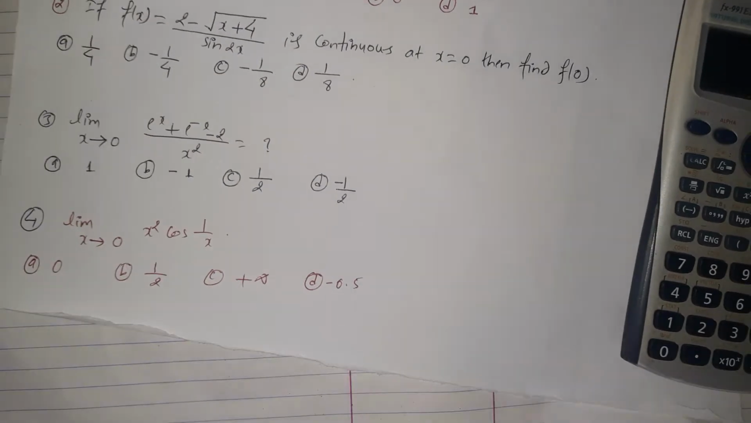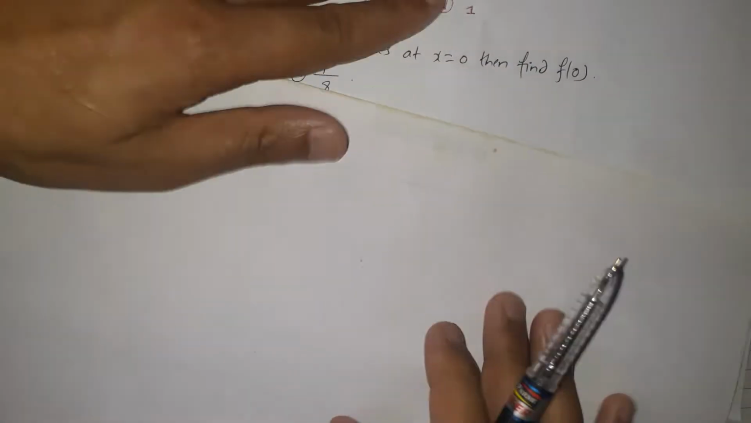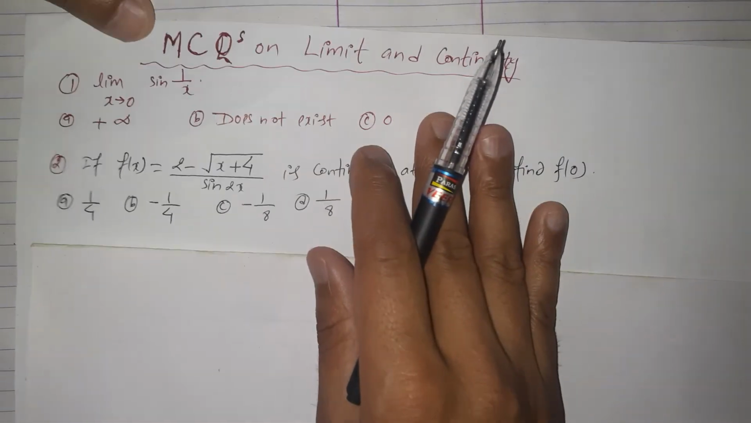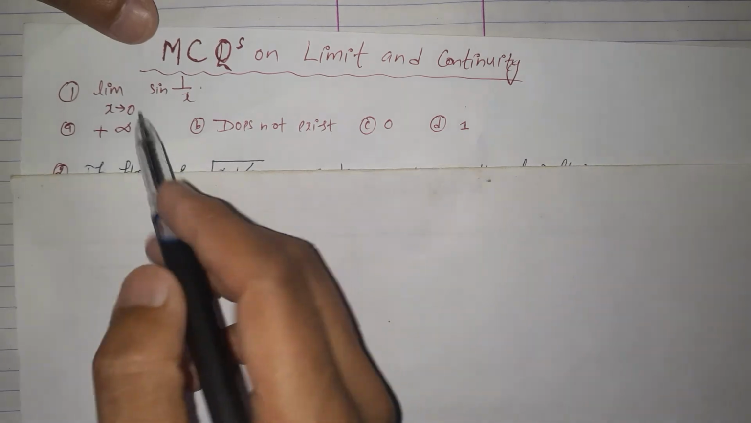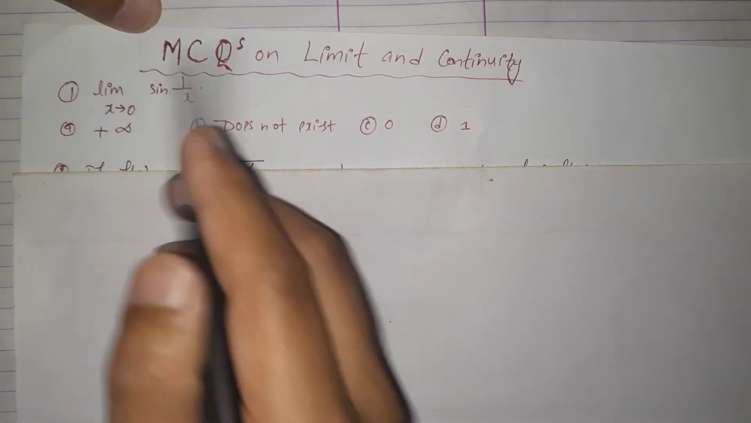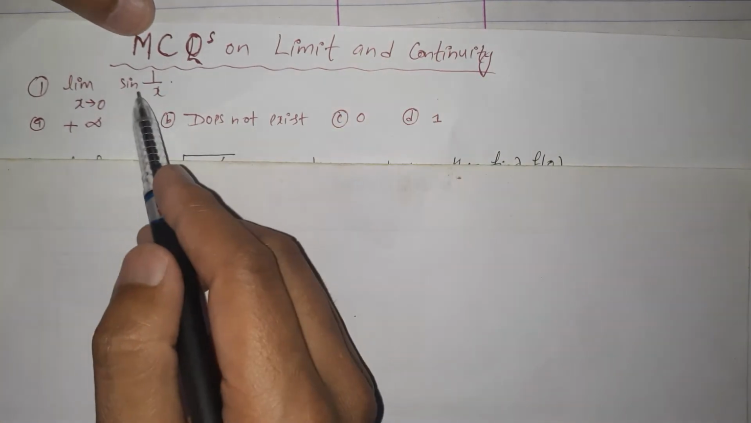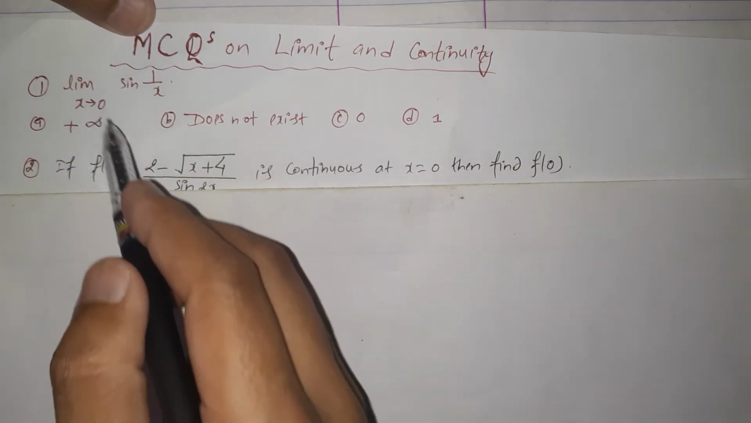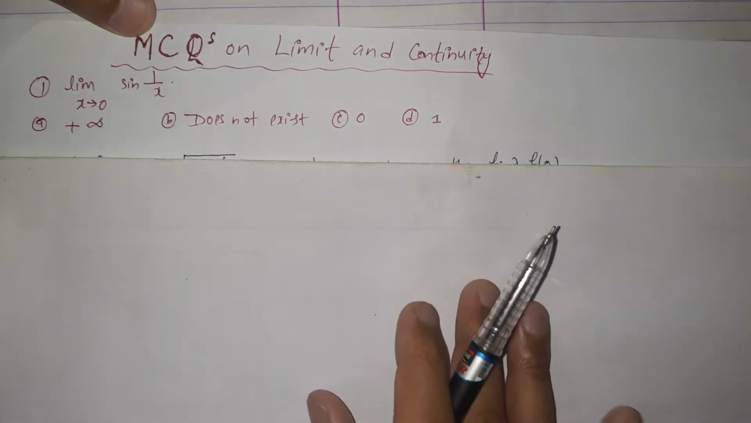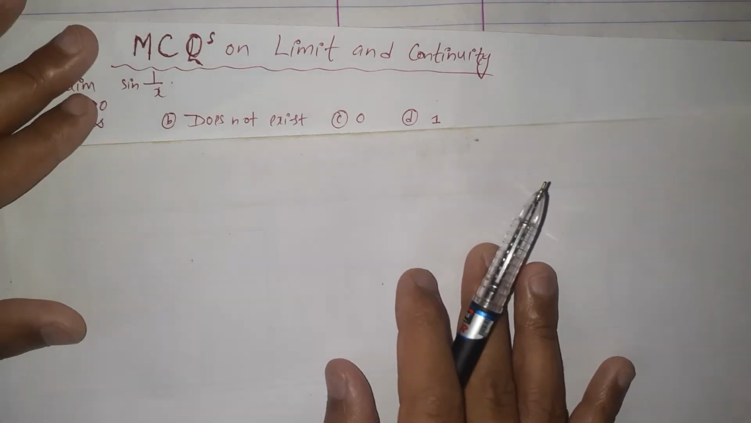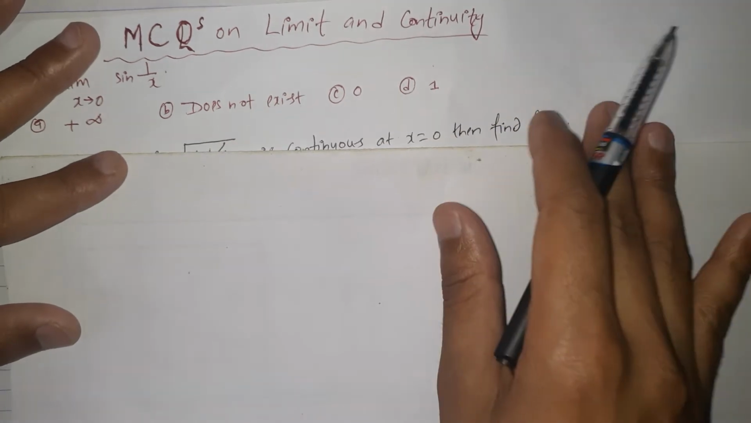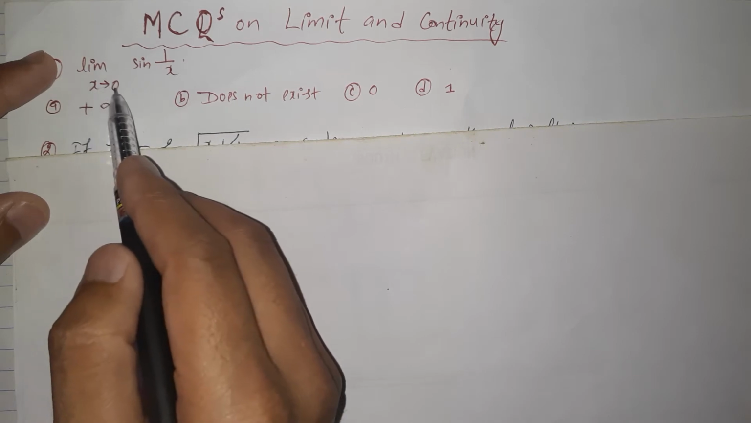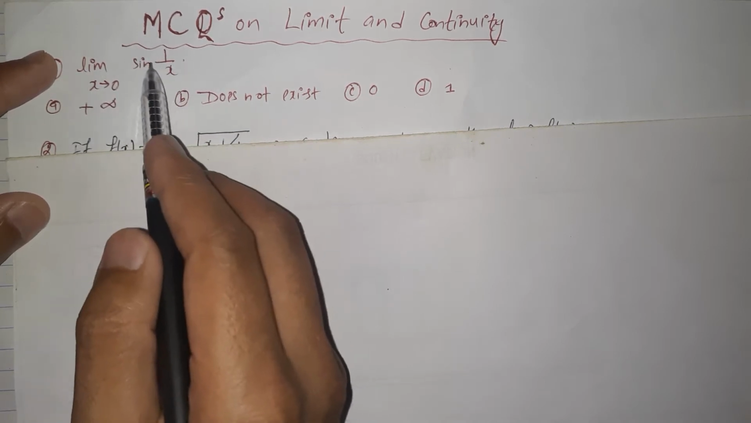Here the first question is related with trigonometric functions. The question is to find the limiting value of the trigonometric function sine 1 over x when x approaches 0. Here the four options are given. Let's calculate its limiting value by using the calculator by the direct method. Here in this question the limit approaches 0 and it is totally related to trigonometric functions.